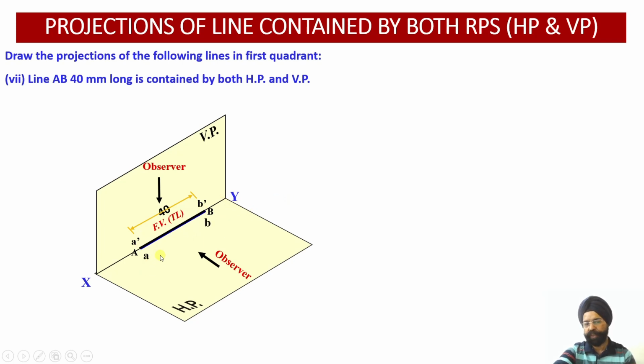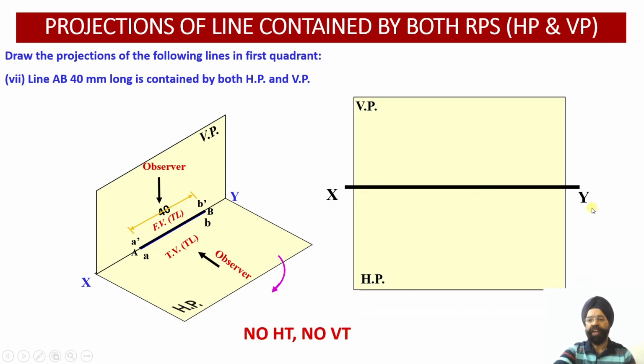And the names of these projections will once again be small a, small b. And once again this will be true length. So original line, front view and top view, all three will be true lengths. And then we need to rotate this horizontal plane. And since this line is contained by HP and VP, it won't have any of the traces. So let's draw the projections.